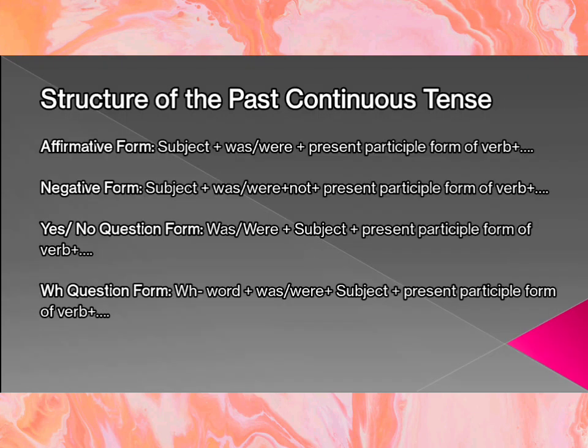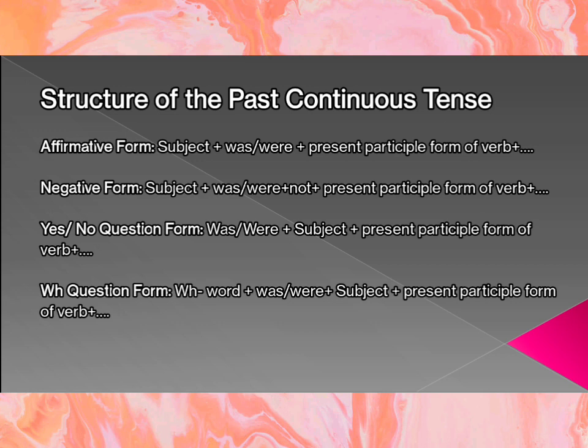First, affirmative sentence: subject plus was or were plus present participle form of verb. Was will be used with a singular noun and were will be used with a plural noun. Also we use were with you. For example, she was dancing. Negative form will come. Subject plus was or were plus not plus present participle form of verb. For example, she was not dancing.